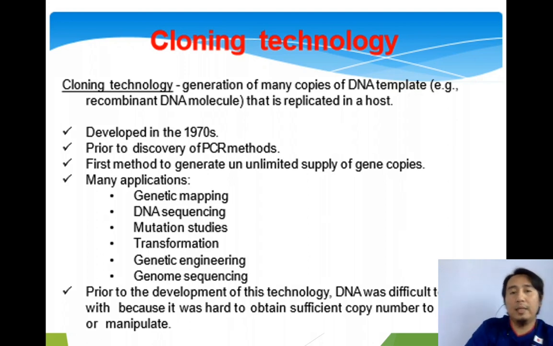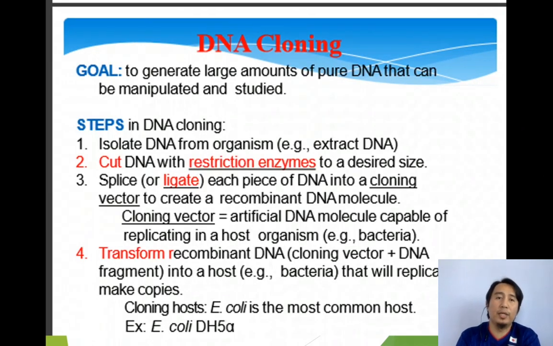Then the next one is DNA cloning. The goal of DNA cloning is basically to generate a large amount of pure DNA that can be manipulated and studied. I think the definition of DNA cloning is almost the same as PCR, because it wants to generate a large amount of pure DNA, so it can also apply to the definition of PCR. But the steps in DNA cloning are totally different from the steps in PCR. So now let's see the steps in DNA cloning.